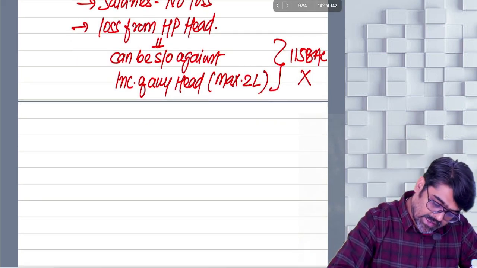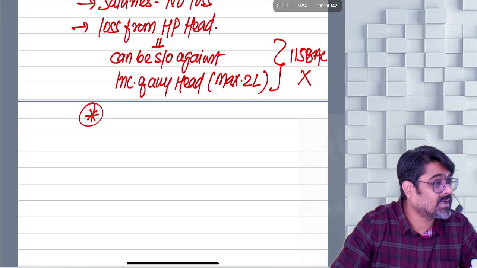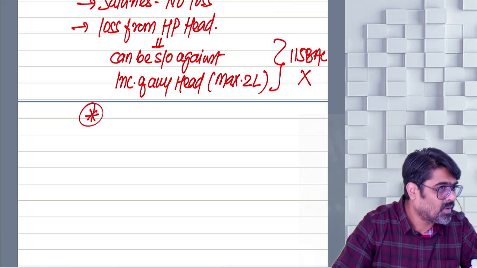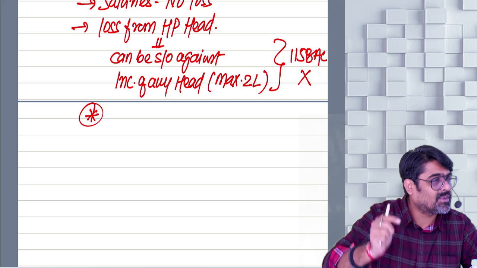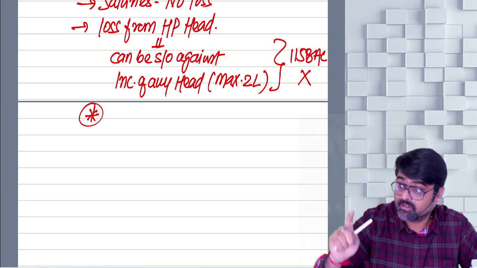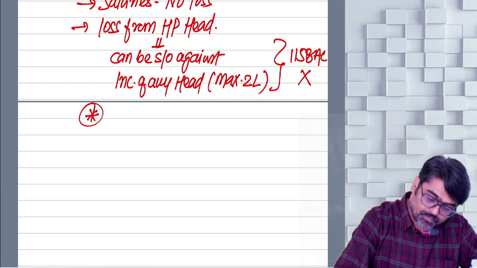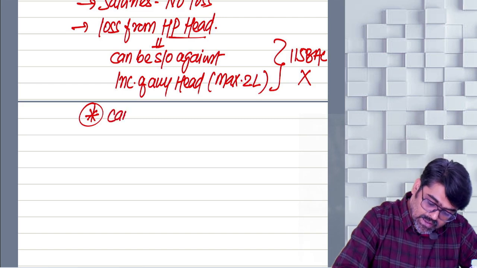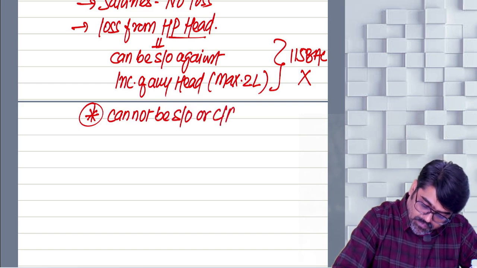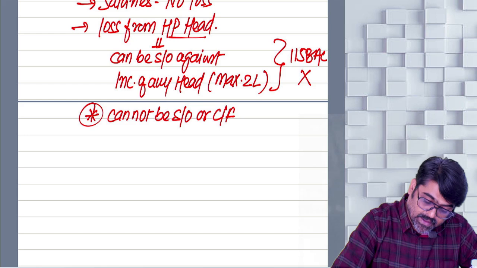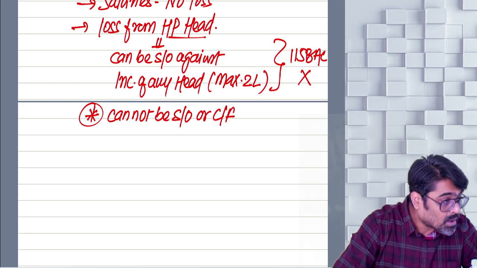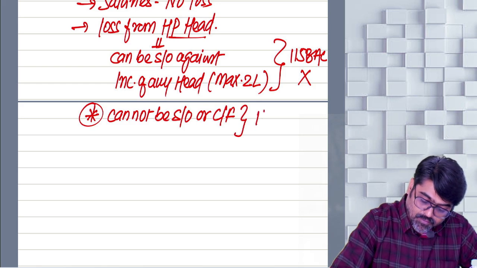Understood? So I will write down here, very, very important. In the last attempt, January 26 attempt, or before that, I don't remember exactly, but in one of these two papers, this exact same point was asked in the exam, while calculating your total income. So, loss from house property head cannot be set off or carried forward if the assessee follows 115 BAC.